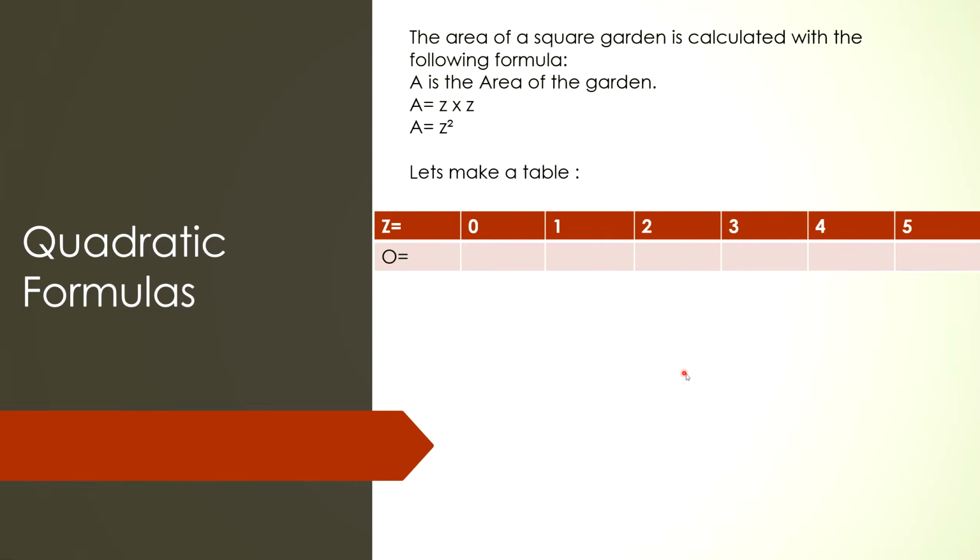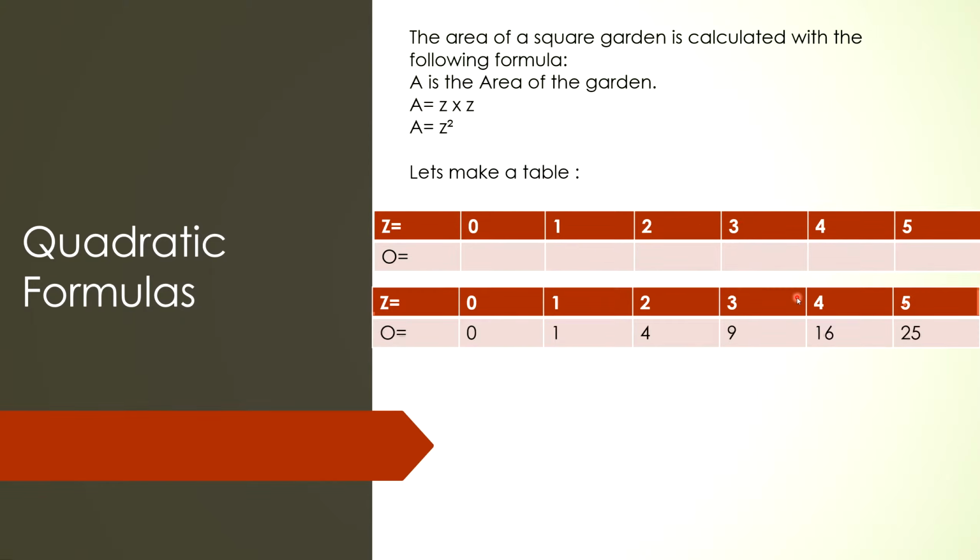Well, let's just calculate some of this, right? We should just fill them in here. Z equals 0. Well, 0 to the power of 2, or 0 times 0 equals 0. 1 to the power of 2 equals 1 times 1 equals 1. 2 to the power of 2, 2 times 2 equals 4, etc. If we do it correctly, we get this table.